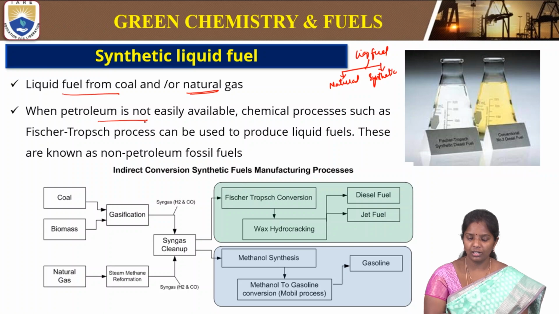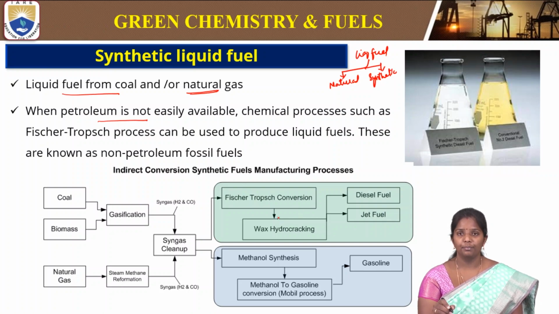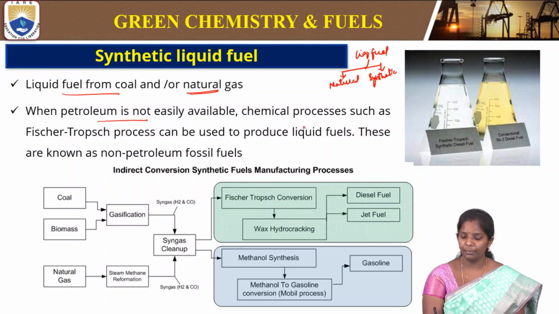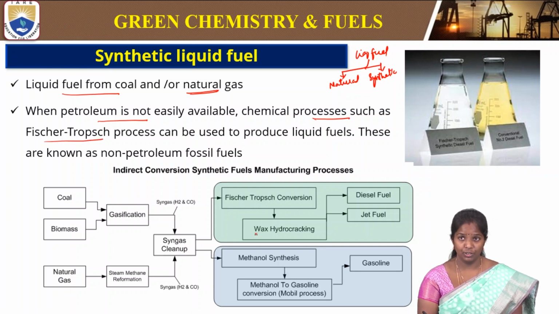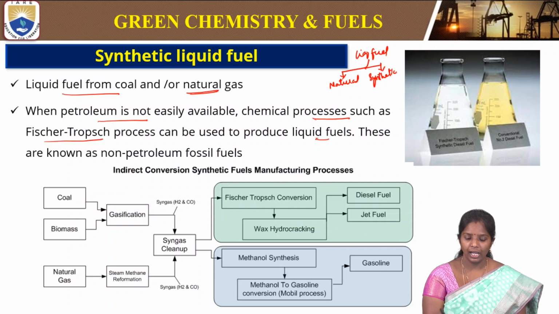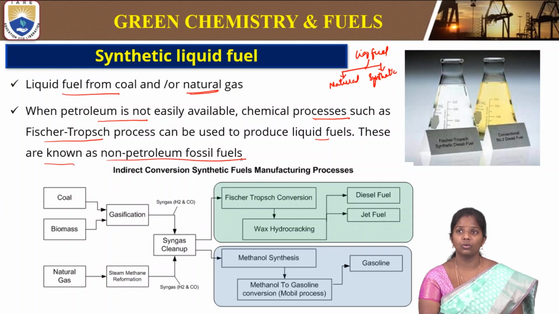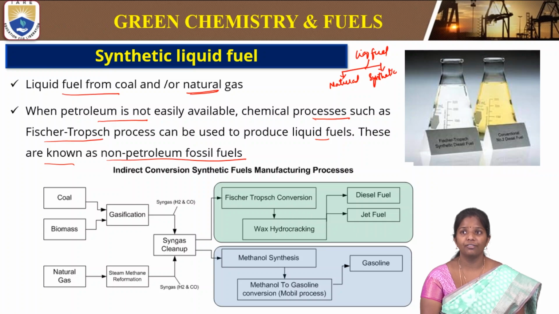When petroleum is not easily available, chemical processes such as the Fischer-Tropsch process can be used to produce liquid fuels, and these are known as non-petroleum fossil fuels. For example, if the diesel looks like this, the synthetic fuel looks like this one. We produce synthetic diesel from the Fischer-Tropsch process.